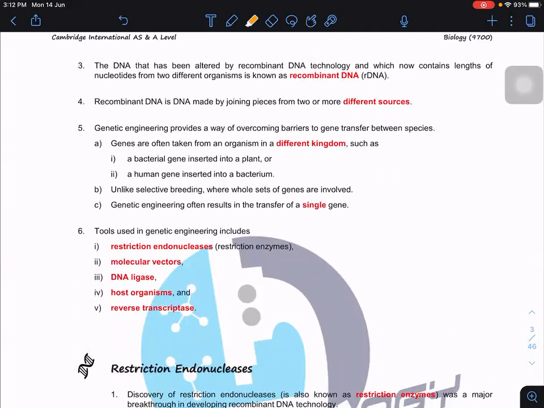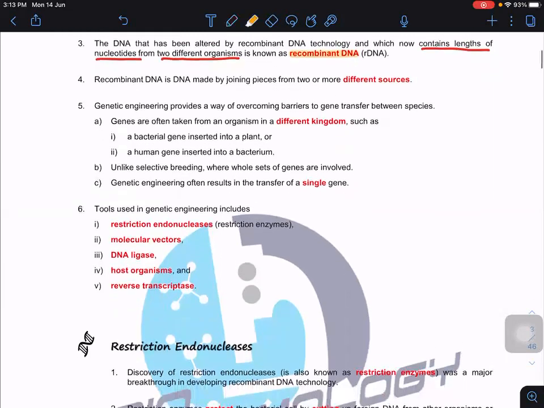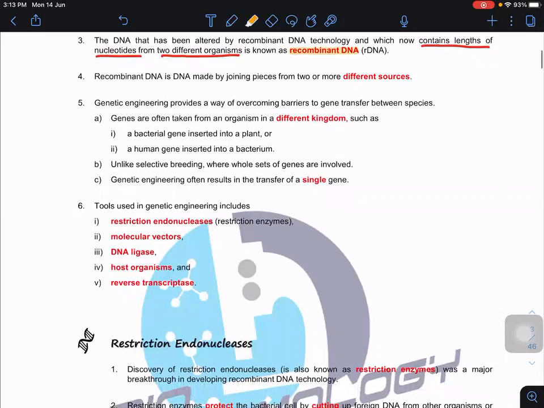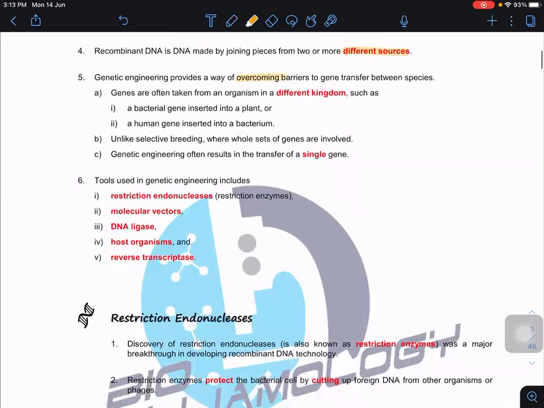Recombinant DNA basically involves DNA that contains lengths of nucleotides from at least two different organisms. This DNA molecule is known as recombinant DNA. Are you clear? As long as it consists of two different organisms, two different species. Recombinant DNA is DNA made by joining pieces from two or more different sources. And this is very important because we can overcome the barrier to gene transfer between species.